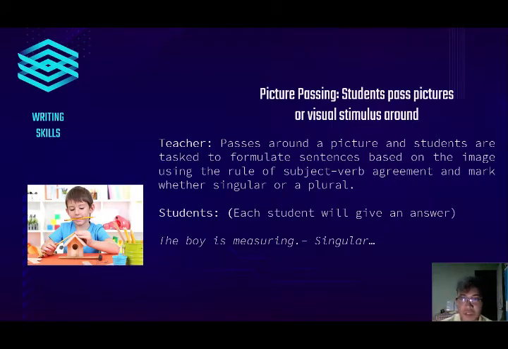The pictures that you are going to pass around must show a situation or a scene that the students could think about based on what they have seen. For example, this one offers different ideas. The boy is biting the pencil. The boy is now working on his table. So there are different ways that this picture could be interpreted and described. So that's it.